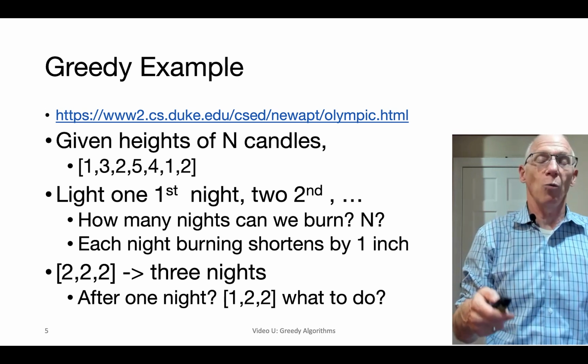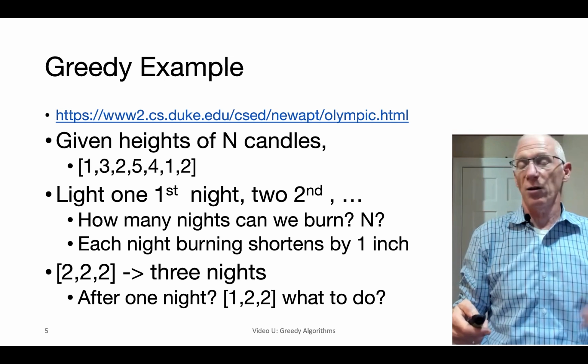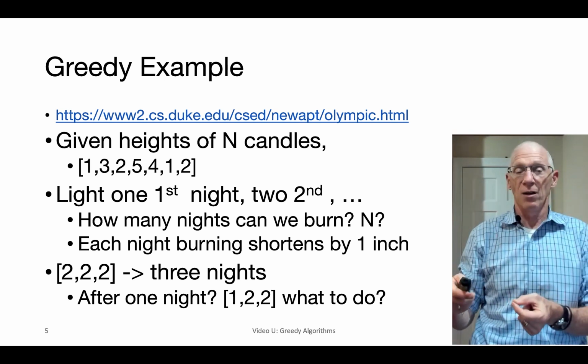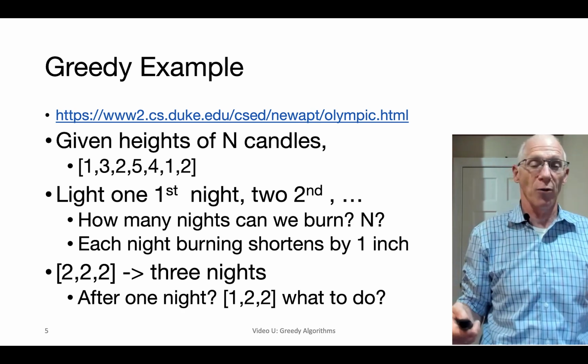We now have a 1, a 1, and a 2. Then we can burn all of them, so we have 2 candles that are burned out and 1 candle that has 1 inch left. But we could burn candles for 3 nights. We only have 3 candles, so we can't burn for more than 3 nights.